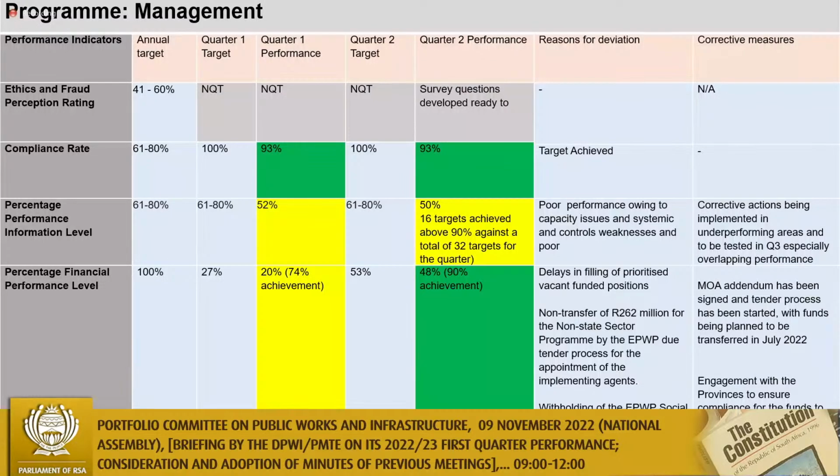Now, for program 1, we've got indicators that talk to ethics, fraud, and perception. In Q1, it was not a Q1 target. However, what we had achieved in Q1 was the development of the questionnaire in various categories that have been identified. We're using various categories that also touch on ethics matters as well as fraud perception matters in the organization, and with various stakeholders that have been categorized: 1, internal to the department, 2, service providers, and 3, looking at the perception of fraud and corruption in relation to the client department. So we were busy formulating the survey questions in Q1.